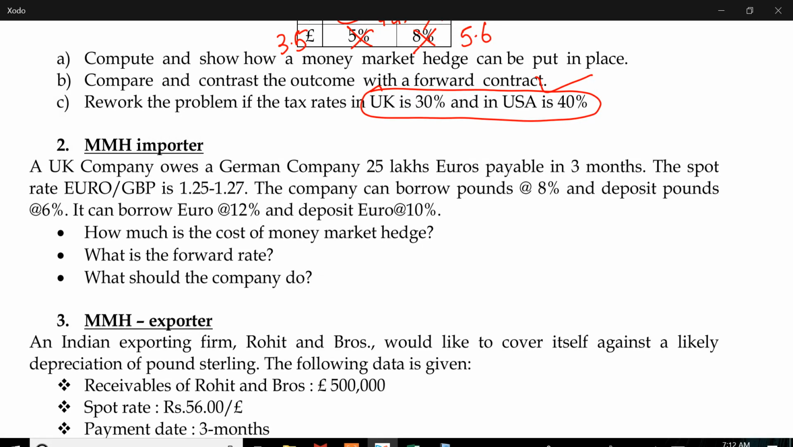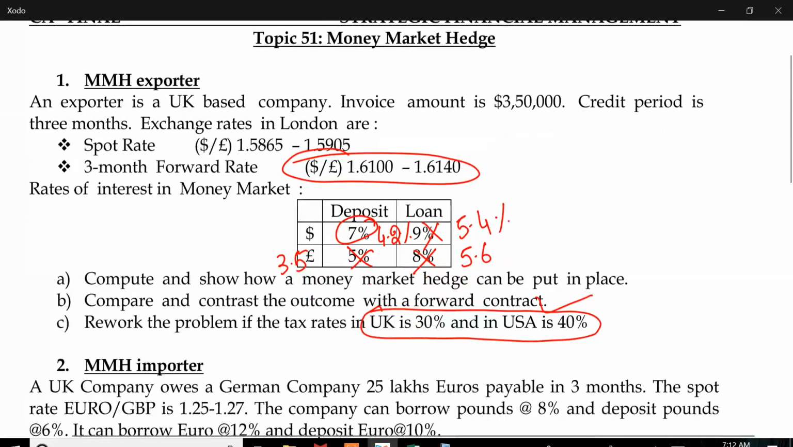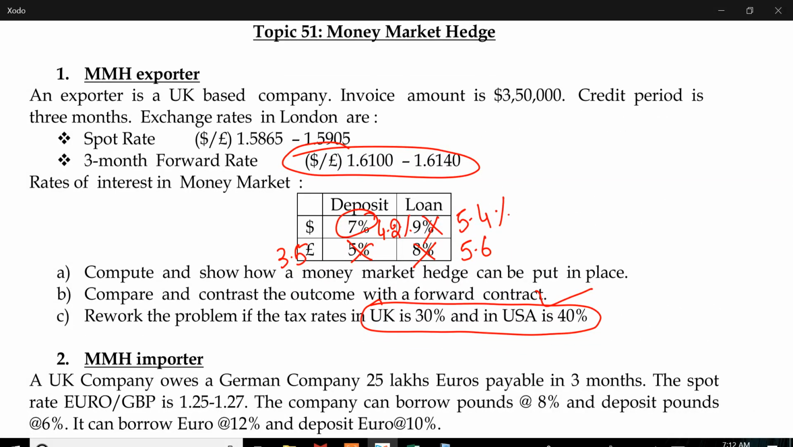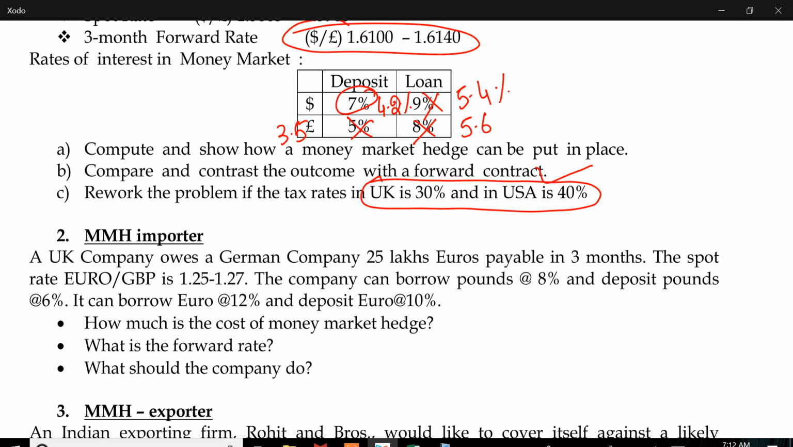No, Germans are going to receive euros. For them, it's a home currency, no? Yeah, like they will be the exporter on this part. Let's take the last problem, where we were to receive some $350,000. The other party was to pay dollars. The US company will not be bothered about it. A UK company owes a German company. For the German, it's a home currency. Why are they going to do anything? They just need to receive 25 lakh euros.